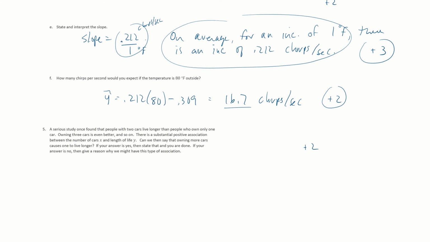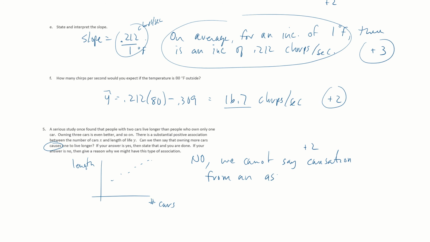A serious study found that people with 2 cars live longer than people who own 1 car. 3 cars is better. There's a substantial positive association between the number of cars and the length of life. Okay, so number of cars, length of life, they're saying it's positive. Can we say owning more cars causes one to live longer? No. No, we cannot say causation from an association. Just because there's association doesn't mean this causes that.